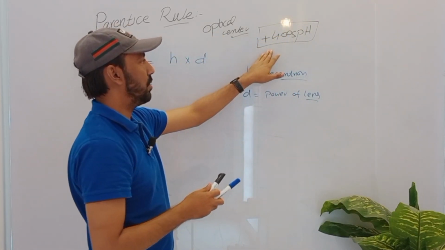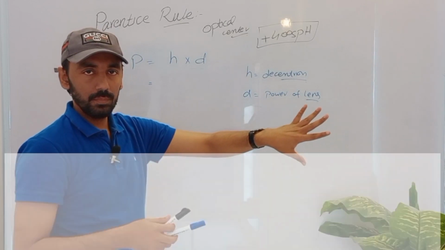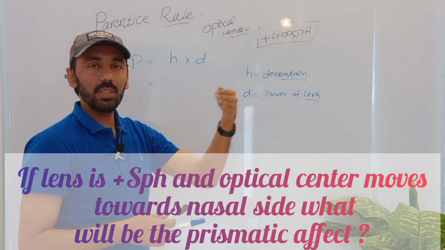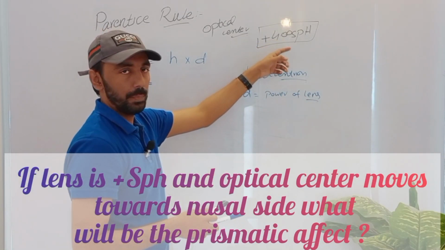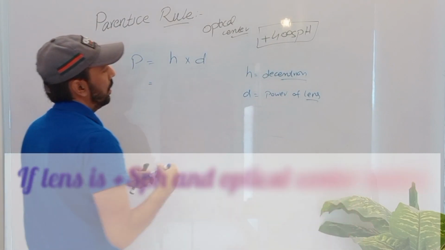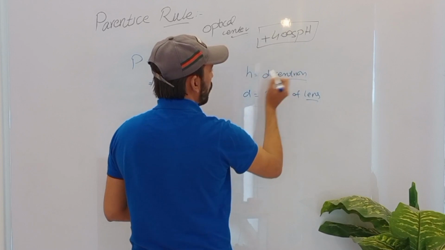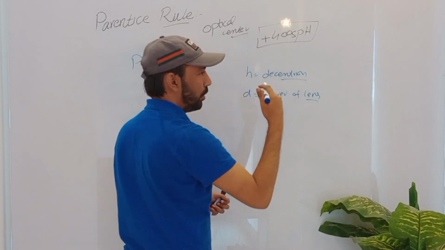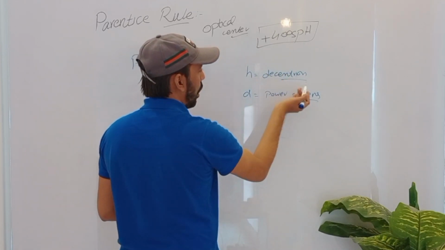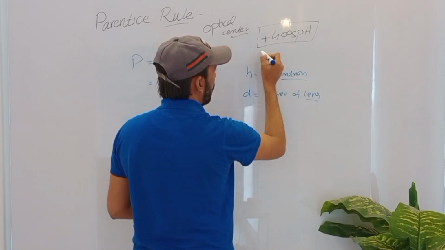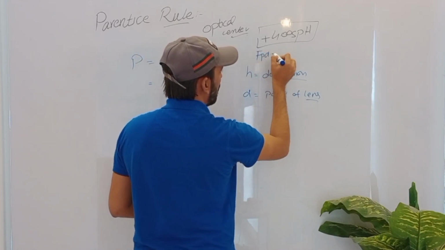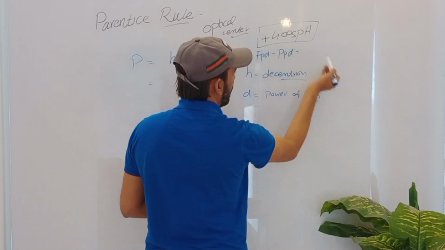The optical center of this plus 4 spherical lens is moved towards the nasal side, right? The optical center is moving towards the nasal side. The power of the lens is plus 4. As our lens is moving towards the nasal side, our decentration is towards the nasal side. So how can we calculate the decentration? Simple: frame PD minus patient PD is equal to decentration, right?